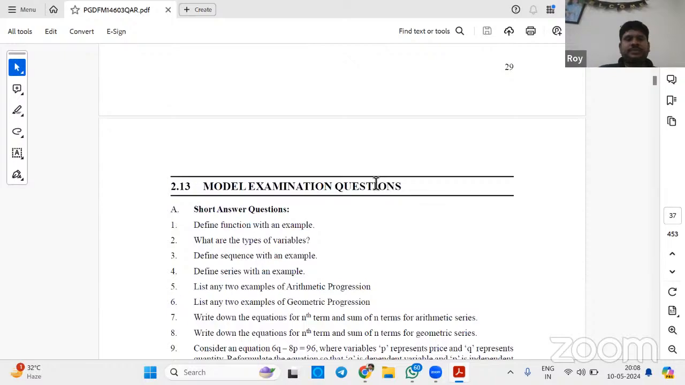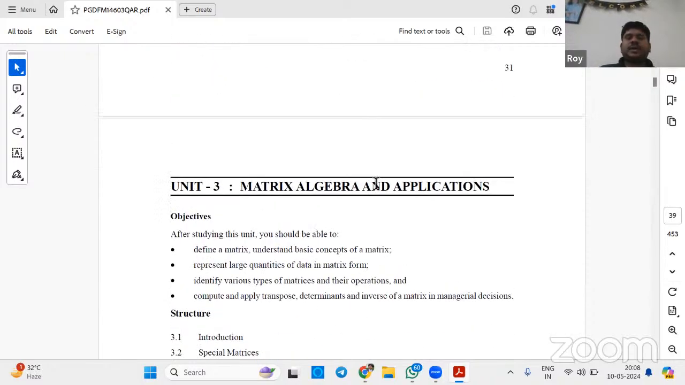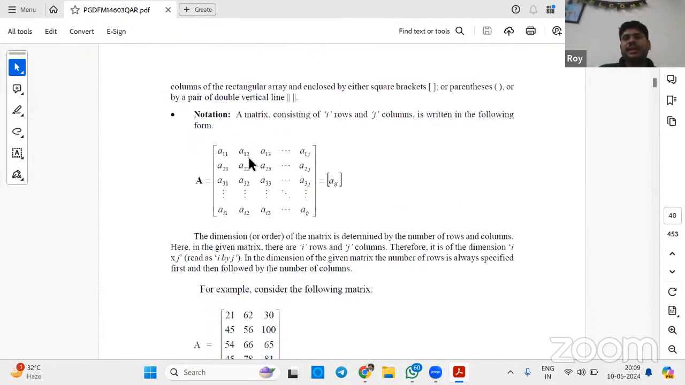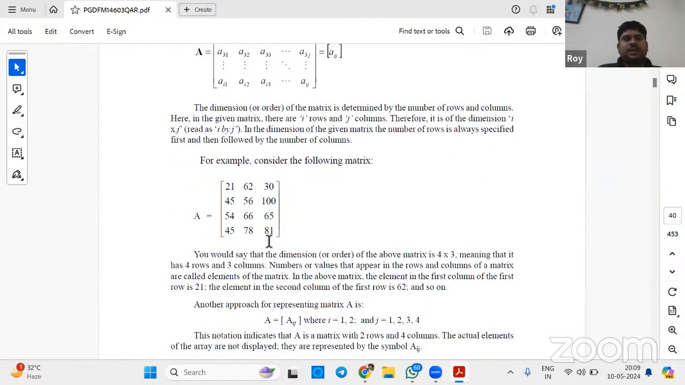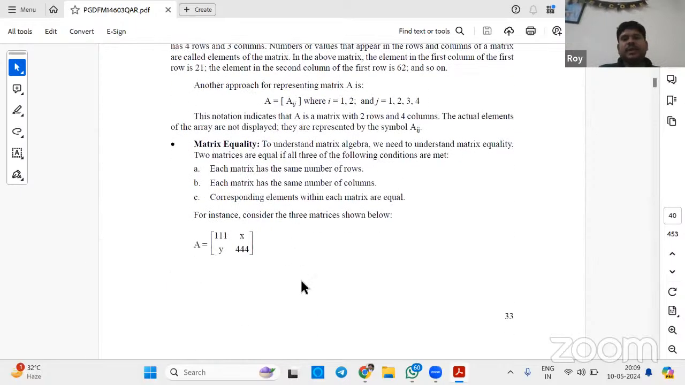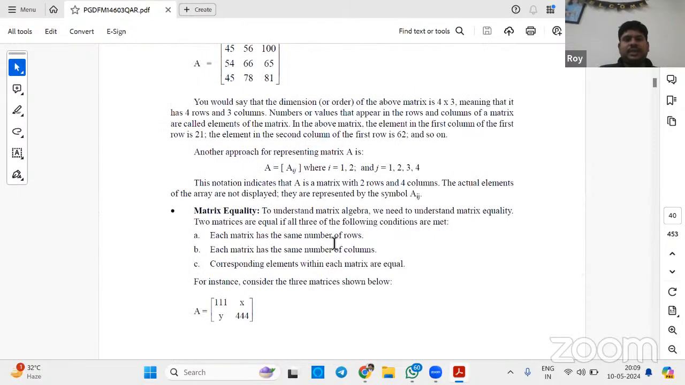Now we started with matrix algebra and application. This is how a matrix is represented in a square. Here we have A11, A12, A13; these are the rows and these are the columns, right? And in that we also learned about matrix equality. We need to understand the equality.